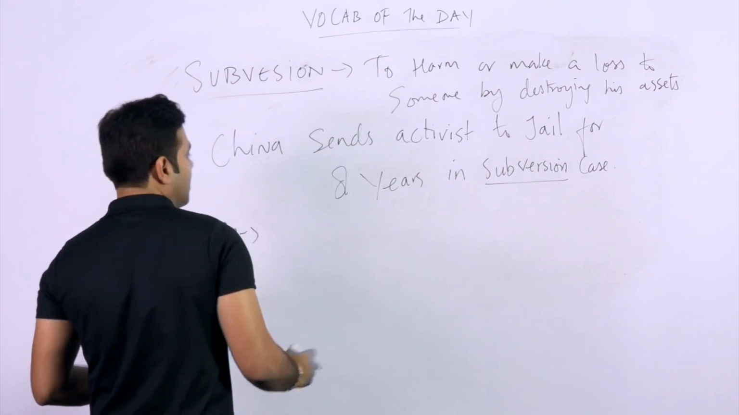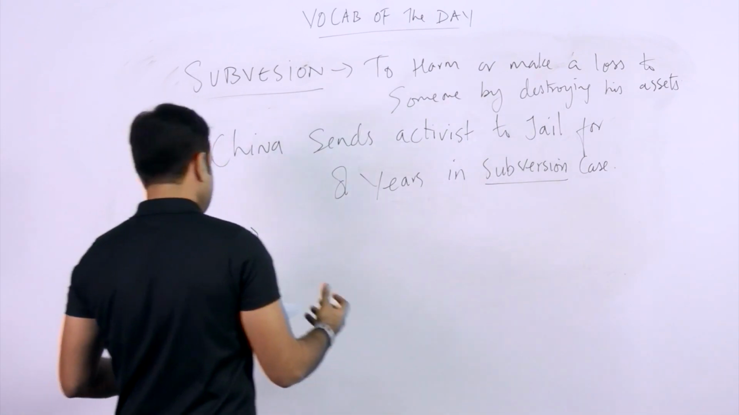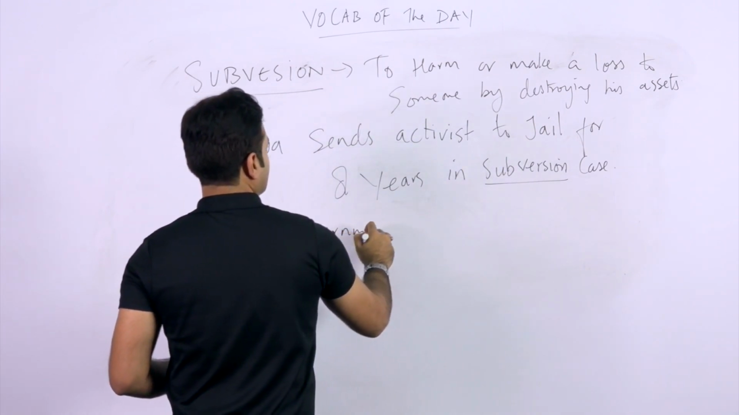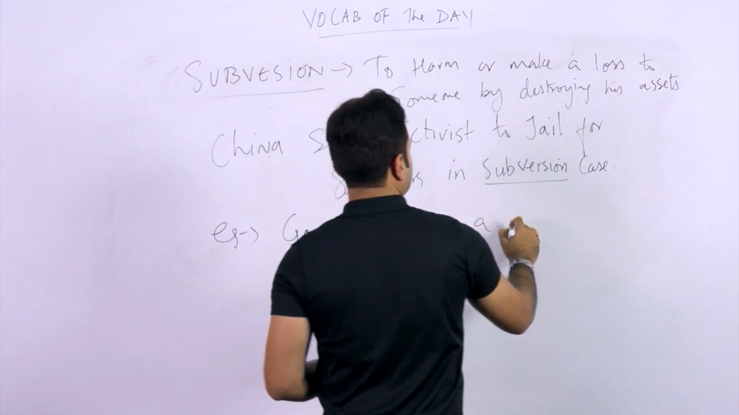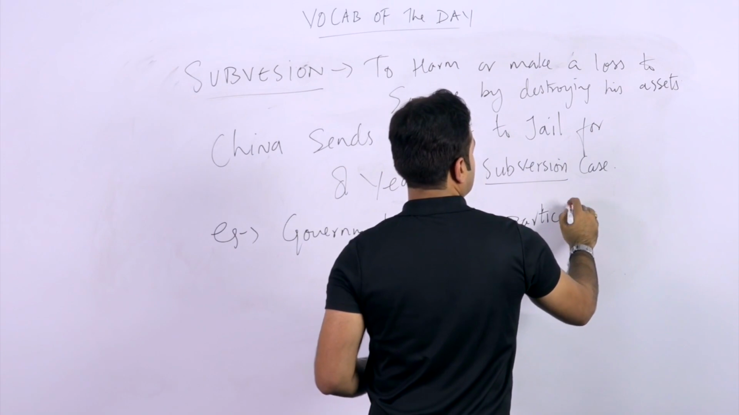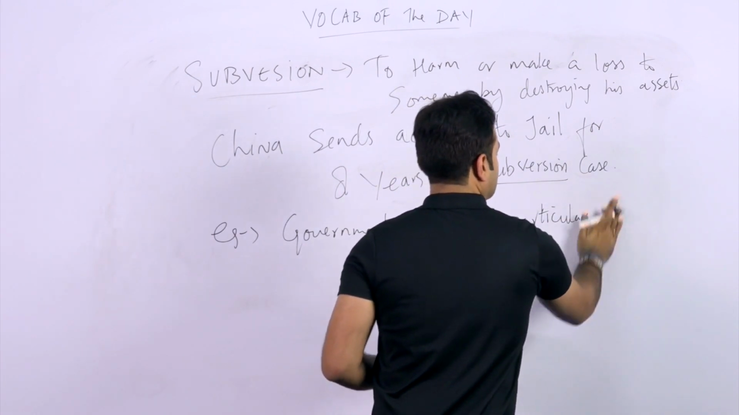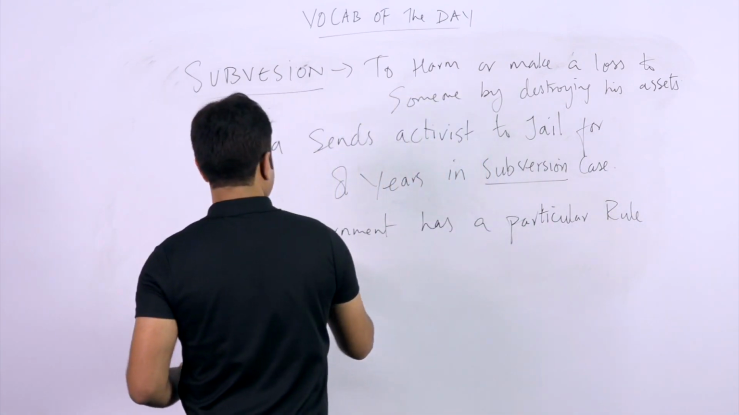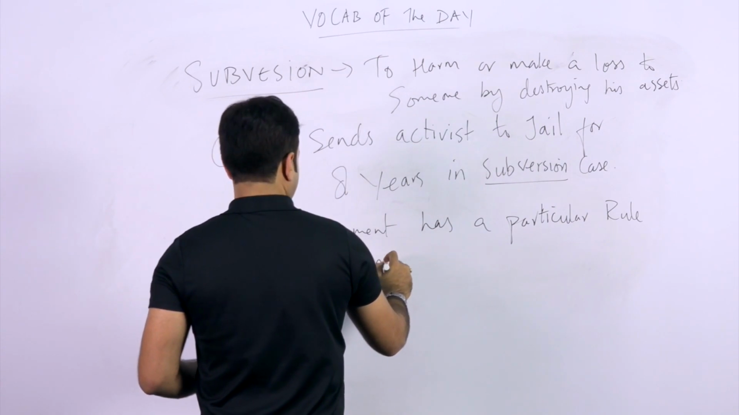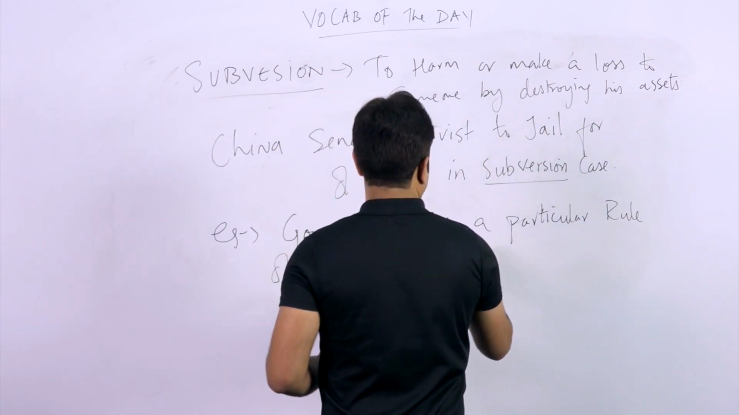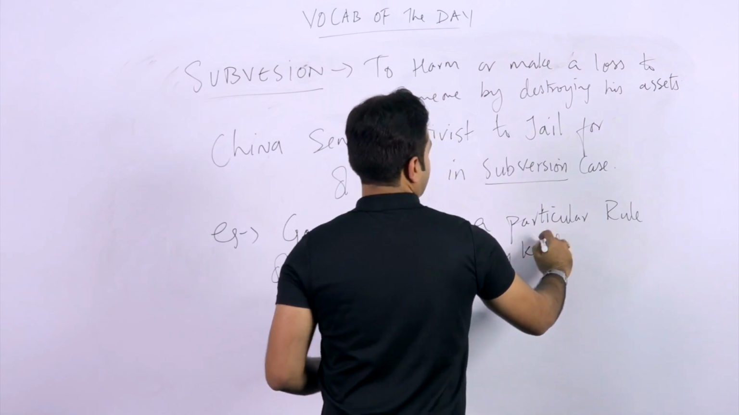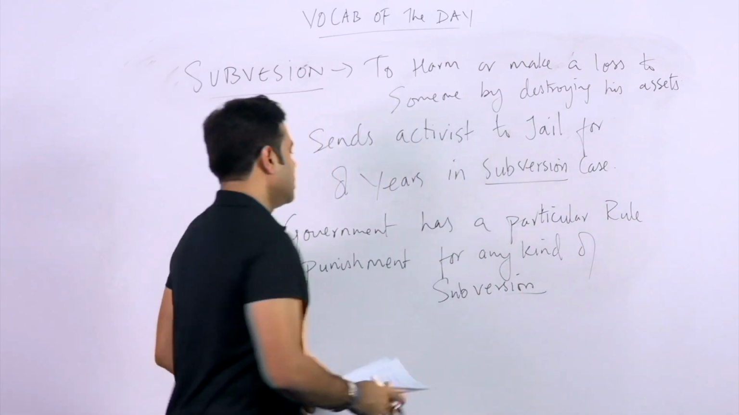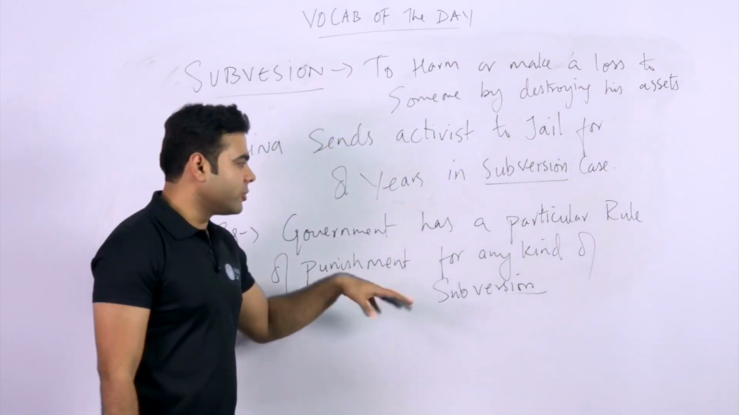An example which I can use, or have used, in a sentence is: the government has a particular rule of punishment for any kind of subversion. Subversion exactly is destruction or demolition. Fine, students. So, the government has a particular rule of punishment for any kind of subversion.